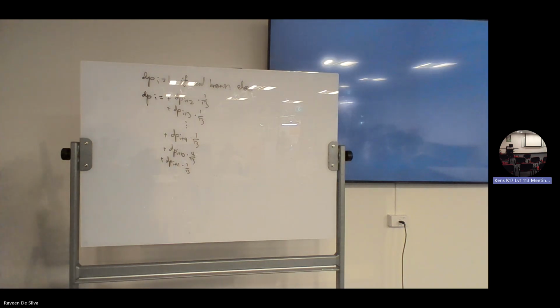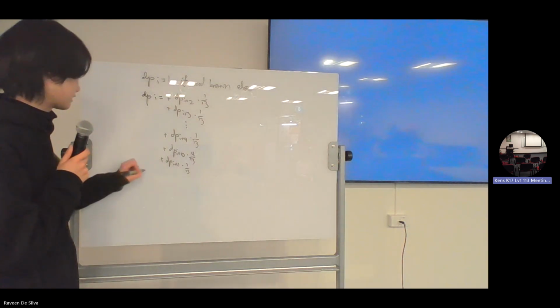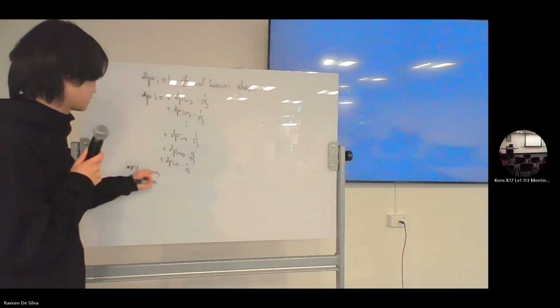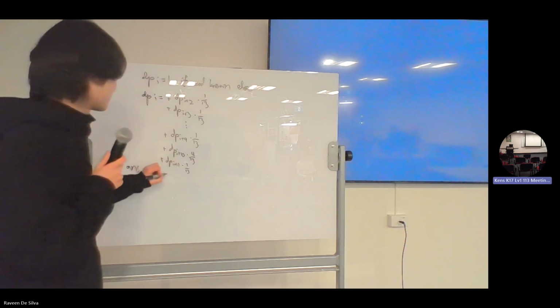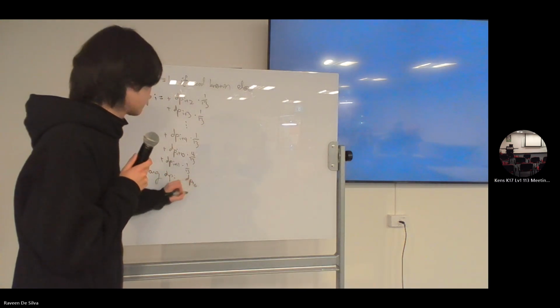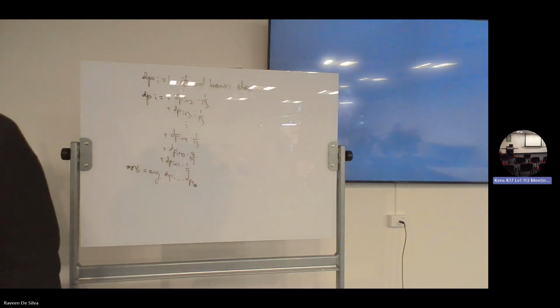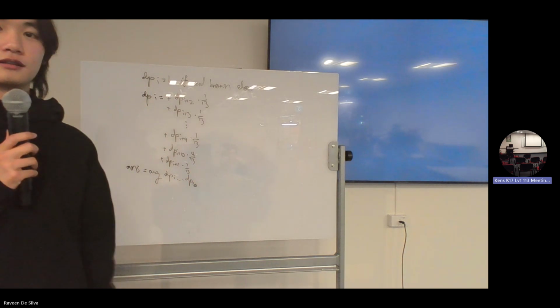Like calculating the final answer. Yeah, the final answer is the average of the first 10. So the answer would be the average of dp of 1 to dp of 10, unless there are fewer than 10, in which case you just take the first however many. Makes sense? Any questions?